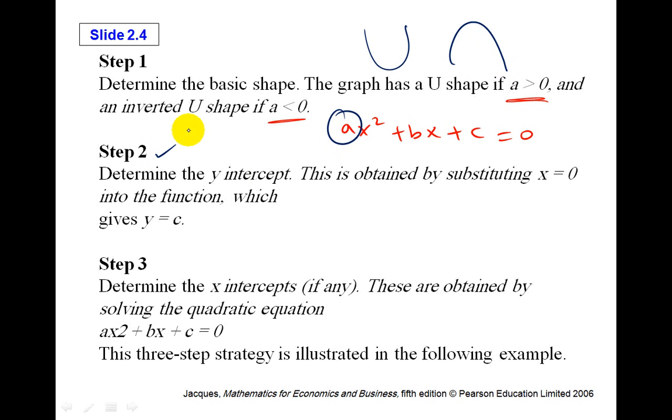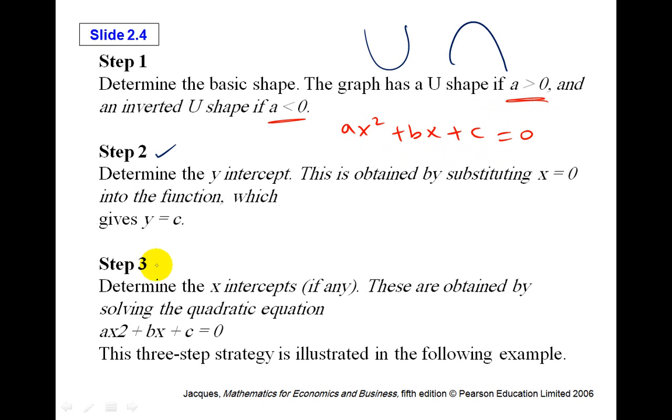Okay, let's talk about the second step. Determine the y-intercept. This is obtained by substituting x equals 0, which gives y equals c. So the y-intercept is always this c, the constant number, because if you put 0 instead of x, everything will be gone and you'll be left only with the constant number c. So always the y-intercept is this constant number.